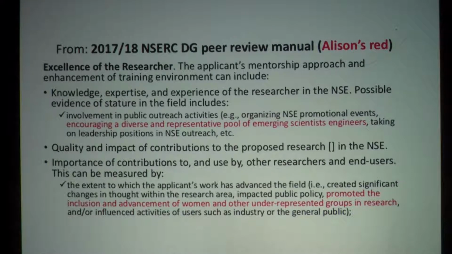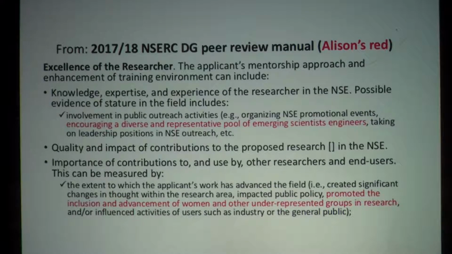And so examples of this are typically things like, have you been invited to give talks at conferences? Have you been invited to give talks at other universities? What kind of grants have you had in the past? And one of the sections is involvement in public outreach activities. So organising promotional events in the natural sciences and engineering, or encouraging a diverse and representative pool of emerging scientists and engineers.